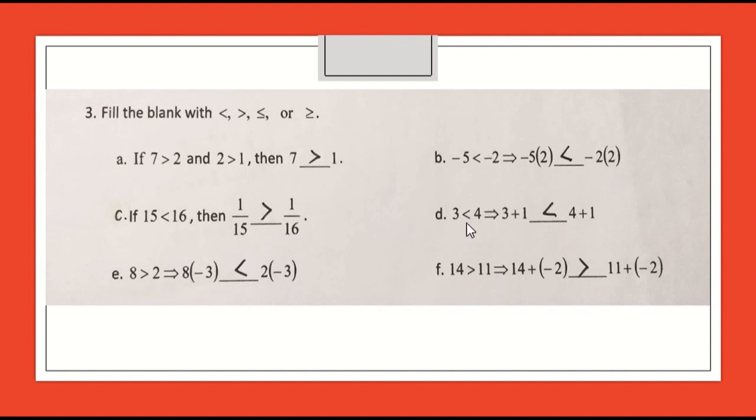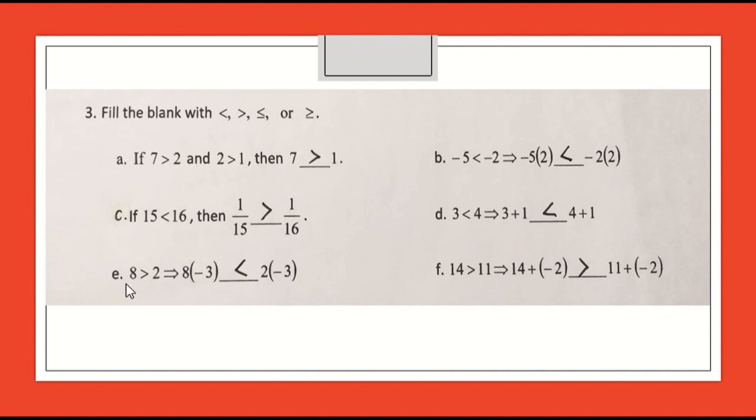Next, 3 is less than 4. That is 3 plus 1 is less than 4 plus 1. So, since parehara ang gi-add, positive ra pod, so, ang ato ang answer is less than gihapon.